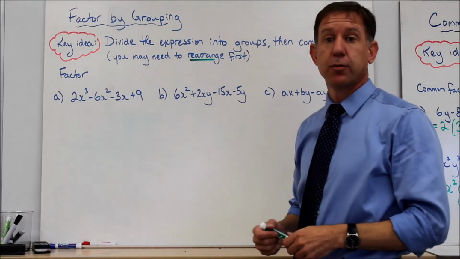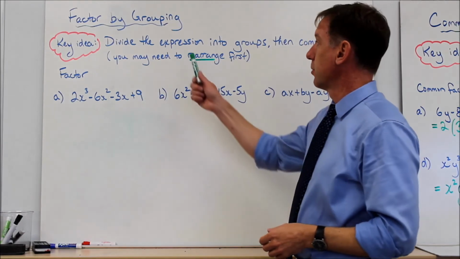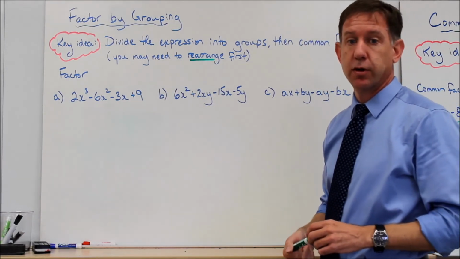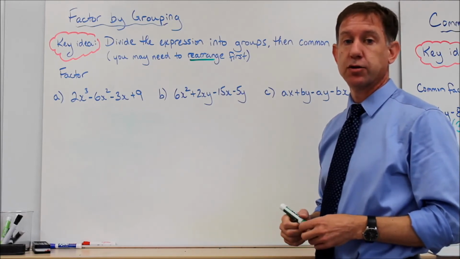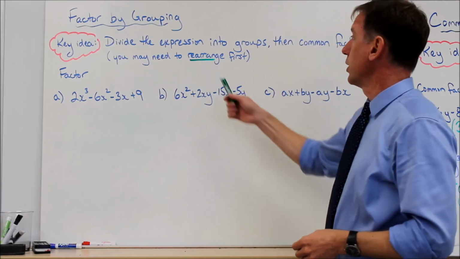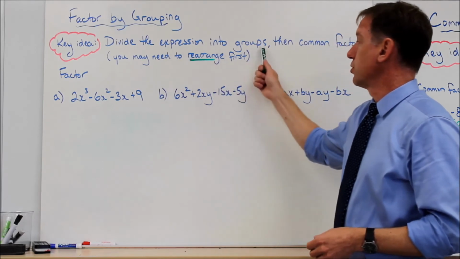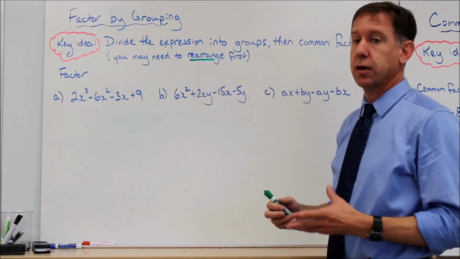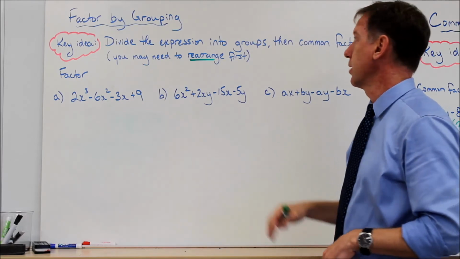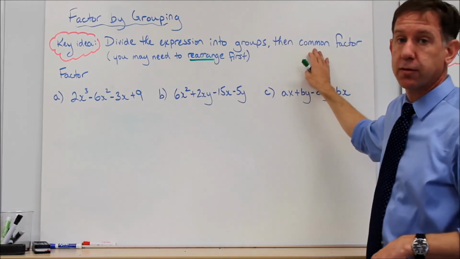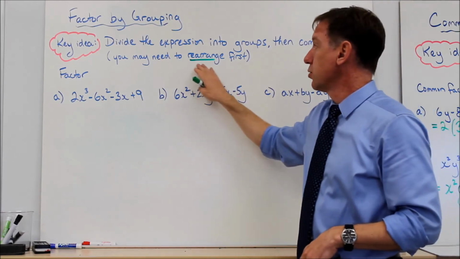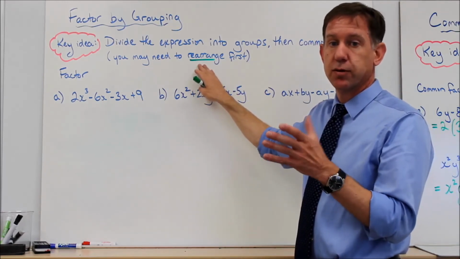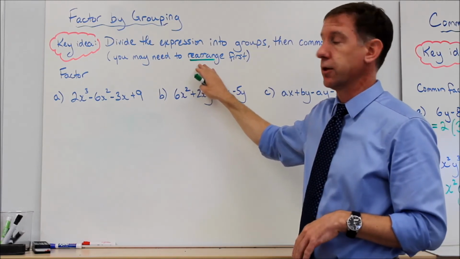This is factor by grouping. You can see from the idea here that it's closely related to common factoring. We're going to be using common factoring to do factor by grouping. What we need to do is divide the expression into groups first. Generally that will be groups of 2. Split it into a first half and a second half. And afterwards we're going to be doing some common factoring. You may need to rearrange those expressions first into different groups, but we'll have an example of that shortly.